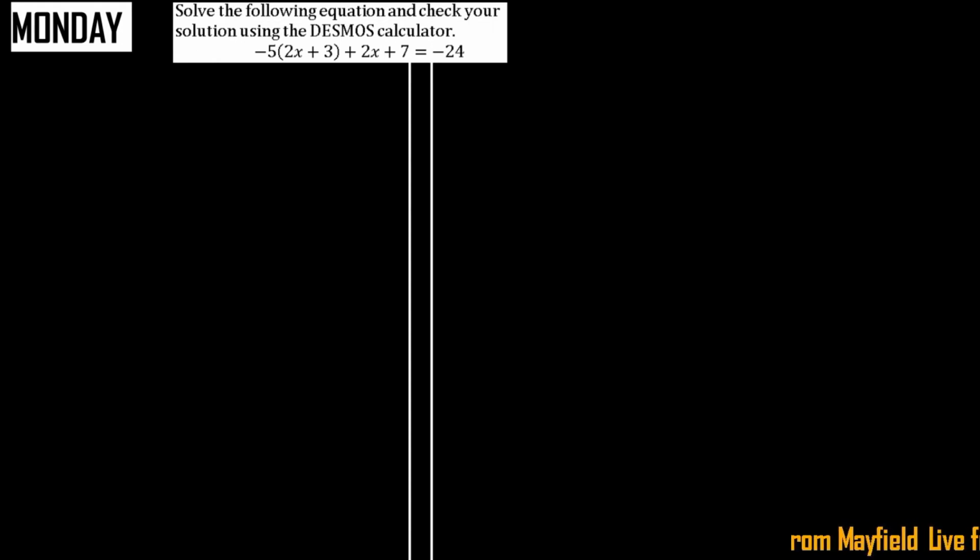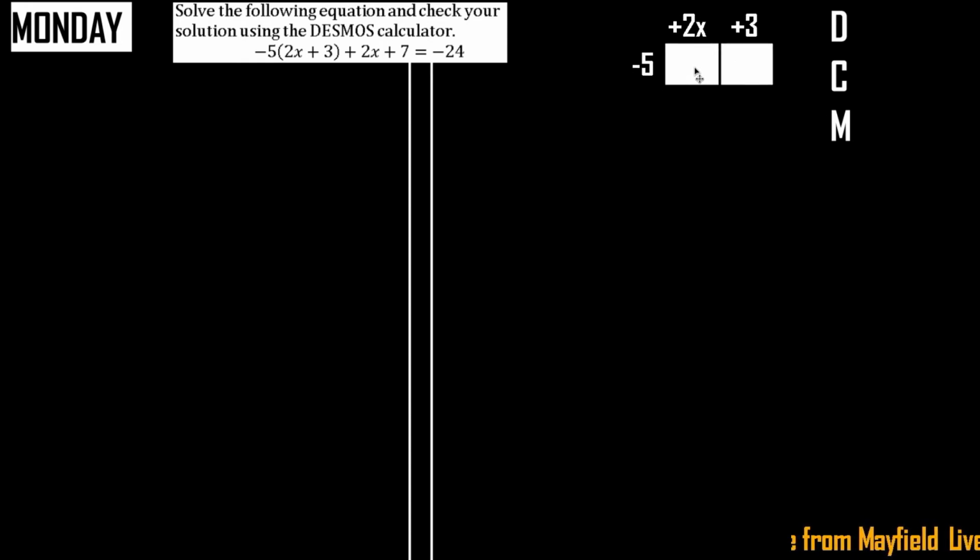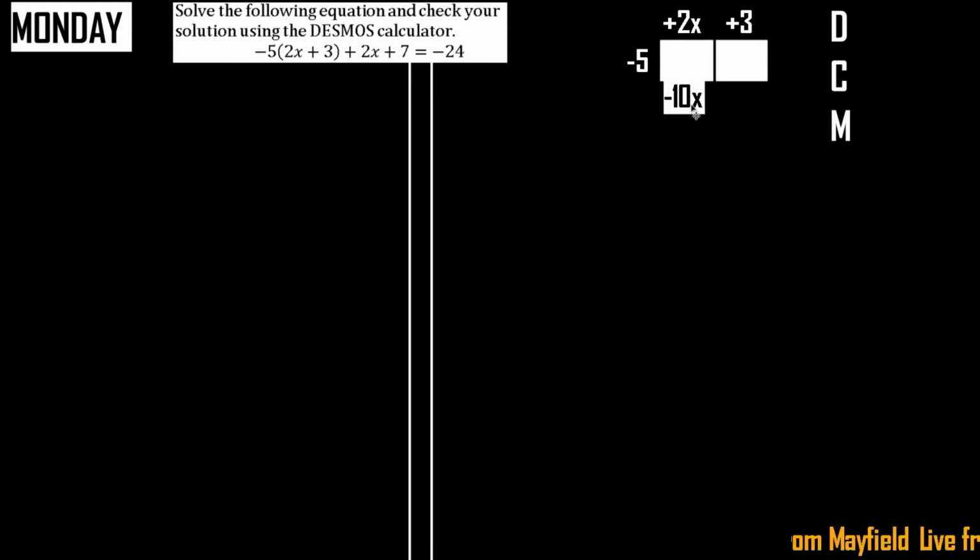On the second one, it has the same idea. We want to, again, have our DCM up in the corner for ourselves. That way we know what to do first. So we're going to distribute first. We're going to do our -5 times 2x, that's a negative 10x. Then we do negative 5 times 3 is a negative 15. So again, different signs, it ends up being a negative.